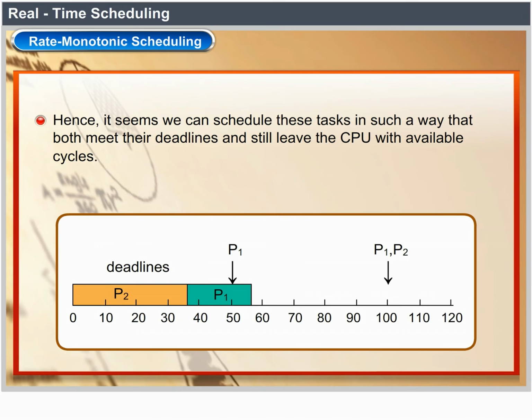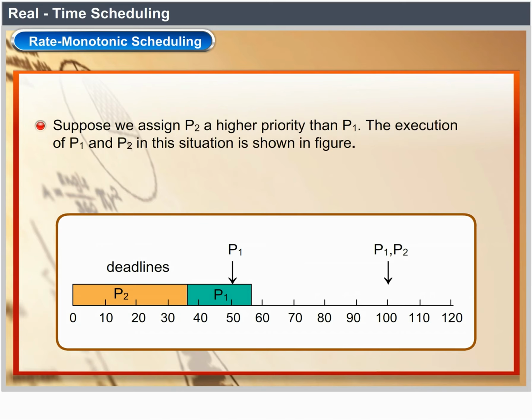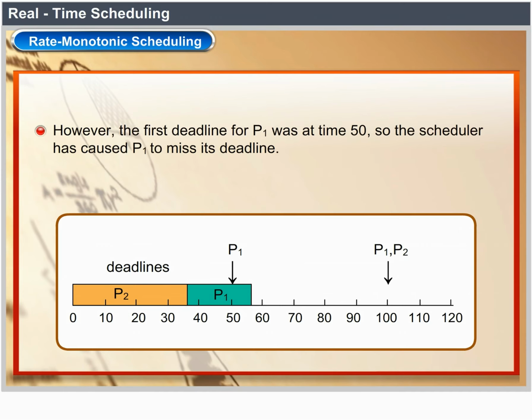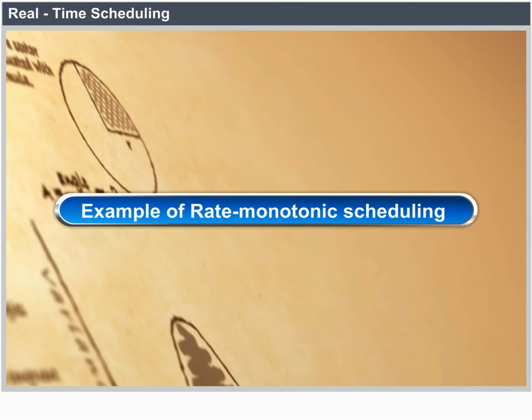Suppose we assign P2 a higher priority than P1. The execution of P1 and P2 in this situation is shown in the figure. As we can see, P2 starts execution first and completes at time 35. At this point, P1 starts. It completes its CPU burst at time 55. However, the first deadline for P1 was at time 50, so the scheduler has caused P1 to miss its deadline. Example of rate monotonic scheduling.